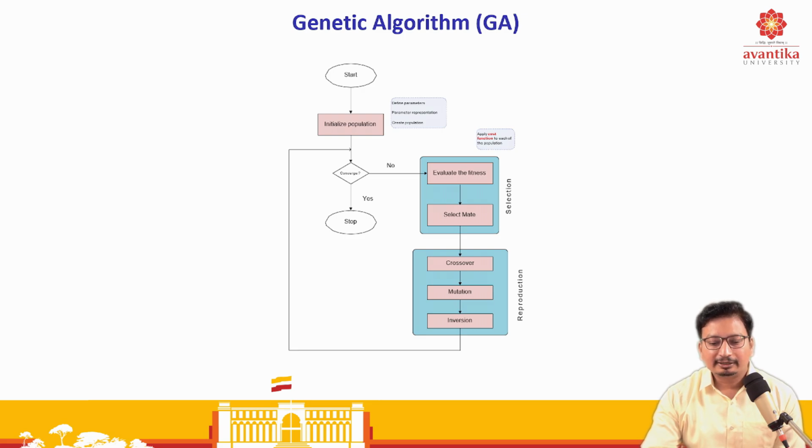In the reproduction section we have three things: crossover, mutation and inversion. Once the best individuals pass through the reproduction process, if it is not guaranteed that we have converged to the optimal solution, then we move through the same process again. But if we get the best optimal solution, then we stop and obtain the final optimal solution. So this is the schematic diagram representing the concept of the genetic algorithm, which is very similar to genetics in human beings.